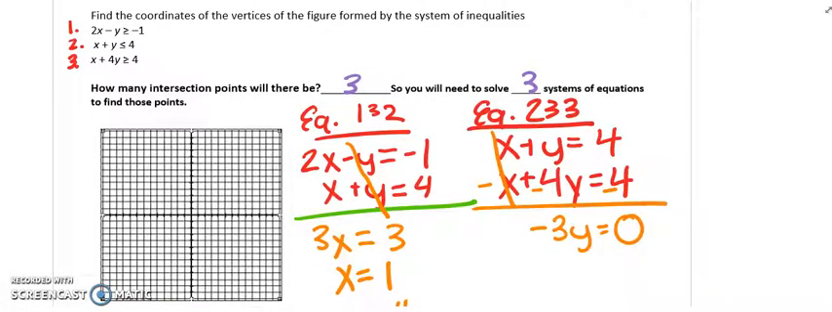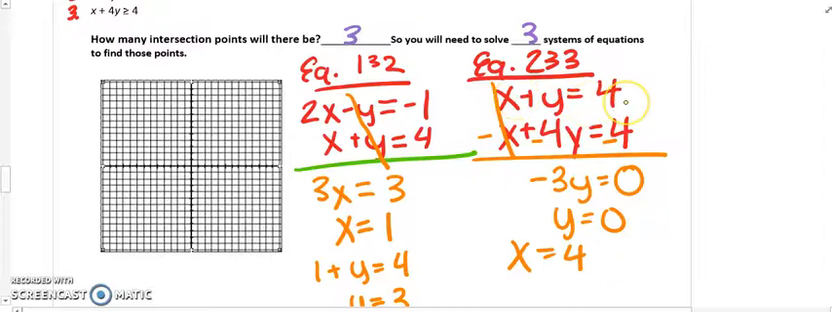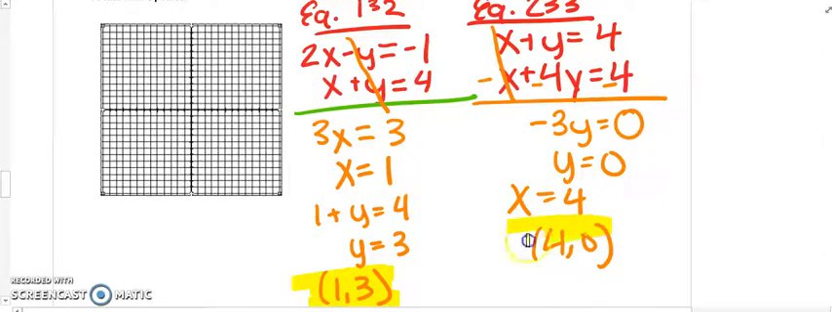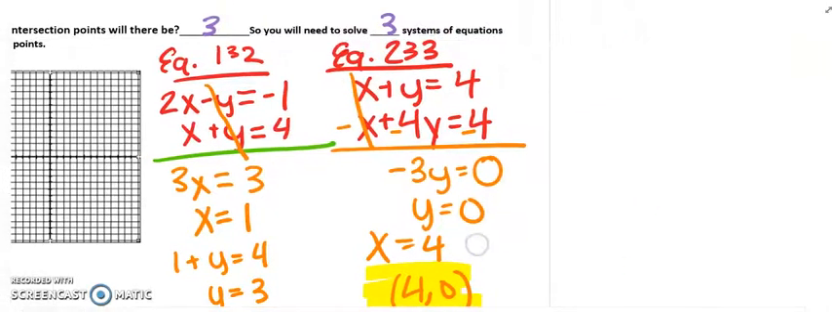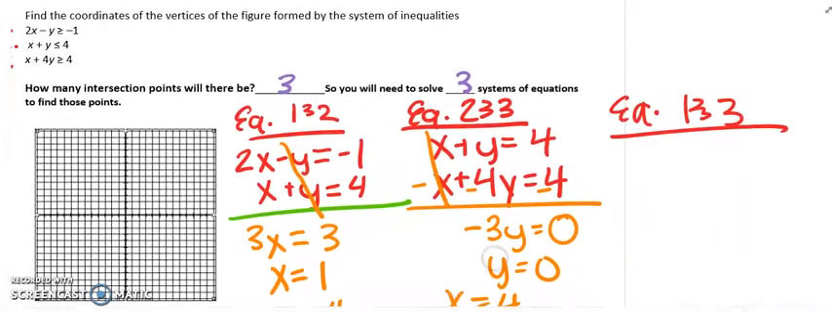Okay, so that's okay. My variable hasn't canceled. This is fine. And so I get y equals 0. And then you can plug back into either one. I'm going to plug into the top. I get x plus 0 equals 4. So x equals 4. So there's my second vertex, (4, 0). So like I said, I know this is kind of a long problem, but it's a really good review. And really, it's not as long as some other stuff you've done. So now I'm going to do equation 1 and 3.